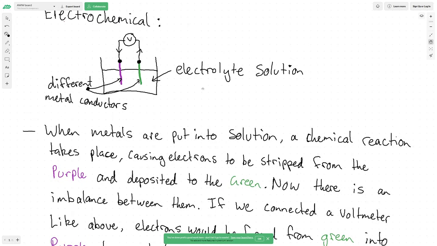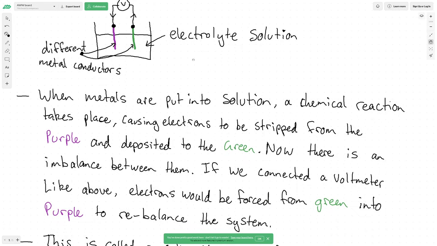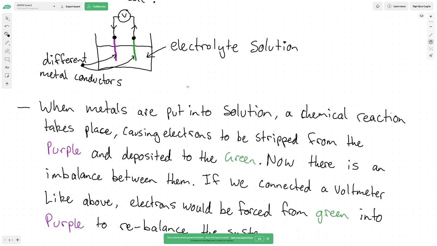But the basic principle of this electrochemical EMF is we have two different metals here. They have to be different metals, they can't be the same. They've got to be conductors. So they're two different metal conductors, and then we have a solution here. It's an electrolyte solution. Now, we don't really need to worry about what type of metal it is or what electrolyte solution it is, just that that's the basis of it.